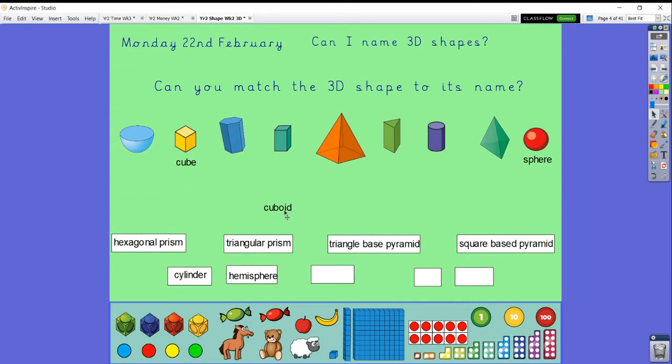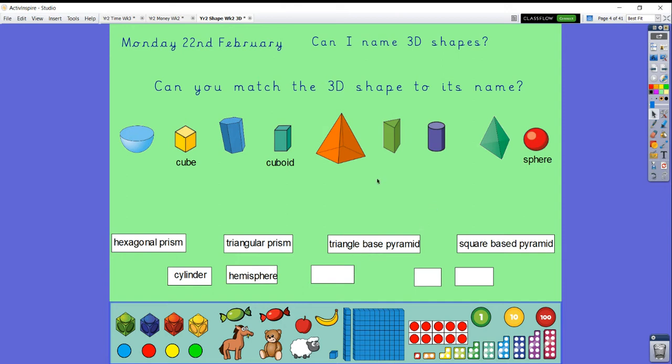So our cuboid is very similar to our cube, but we have a square on the top and the bottom and 4 rectangular faces. Now let's think about these pyramids. Triangle-based pyramid and a square-based pyramid. The base just means its bottom, the bit it sits on.